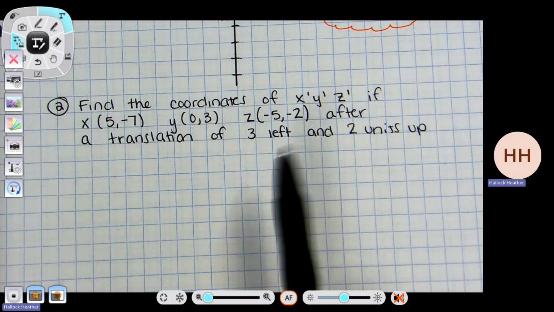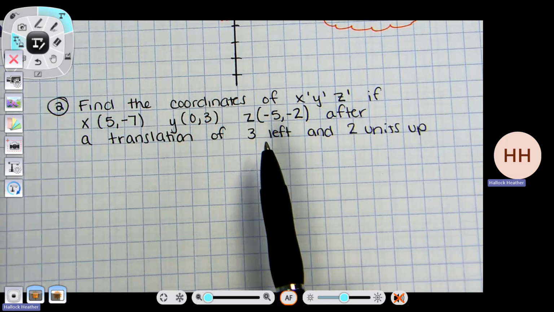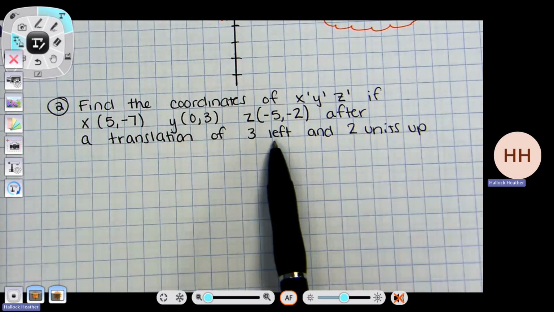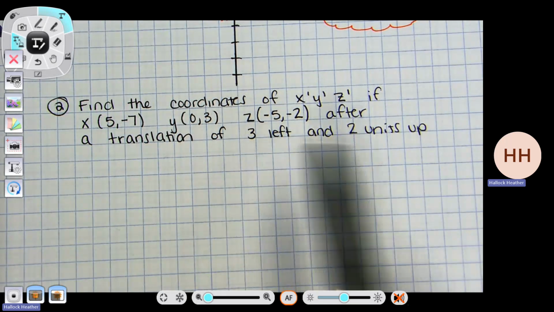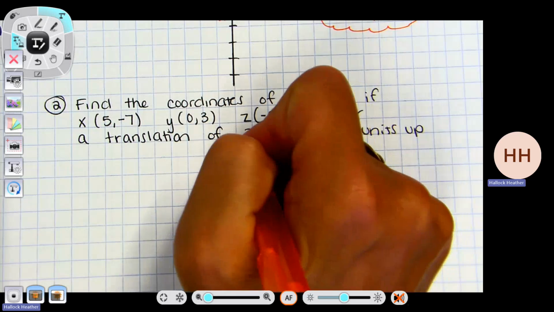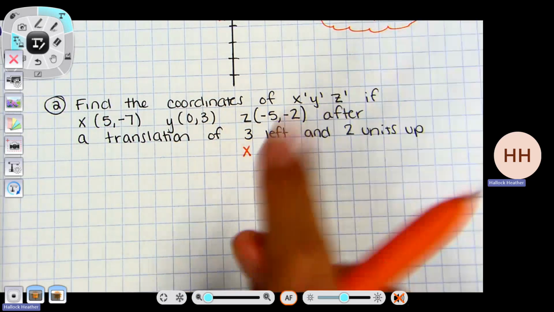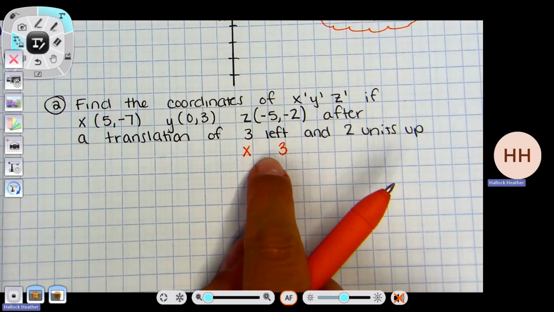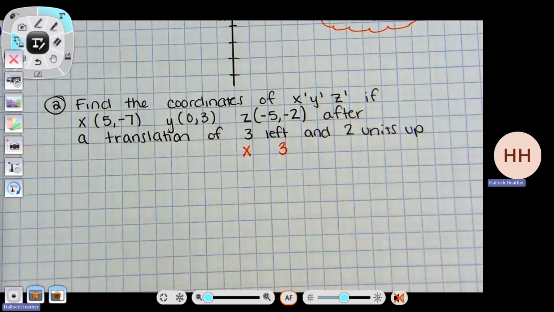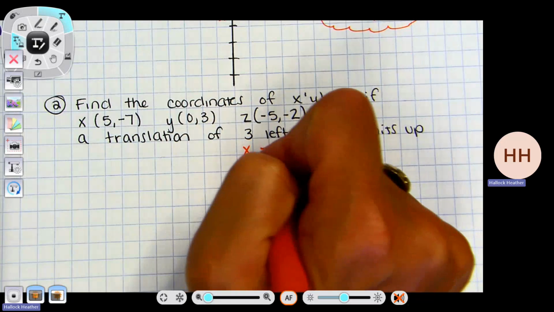Subtract and add. So if you're thinking about your graph, you go left and right on your X. So anytime it says left or right, that's your X value. So if I have my X, I know I'm doing something with the 3. Do you think I should add 3 or subtract 3 if I'm going to the left? Subtract, because left is smaller on a number line. So I'm going to minus 3.